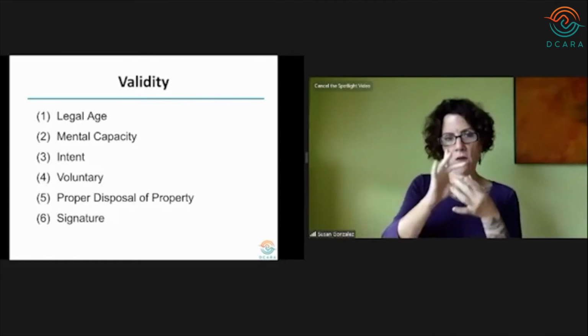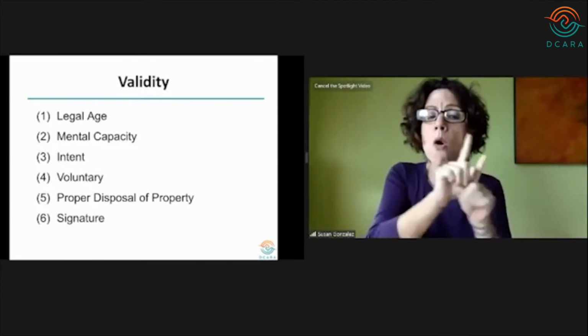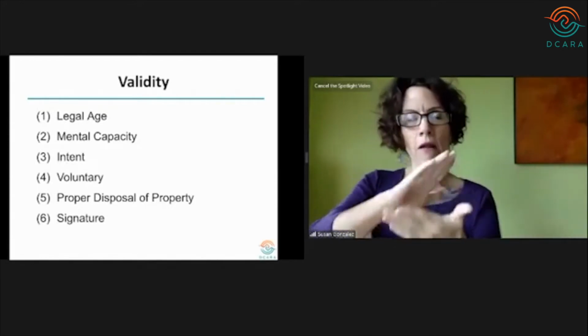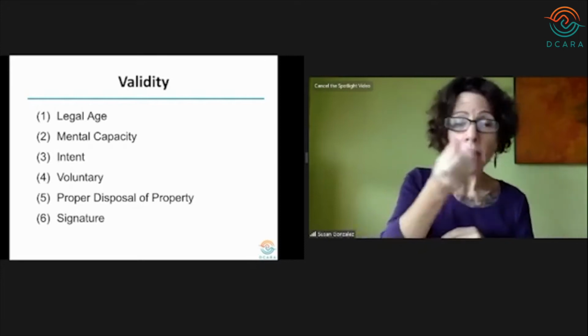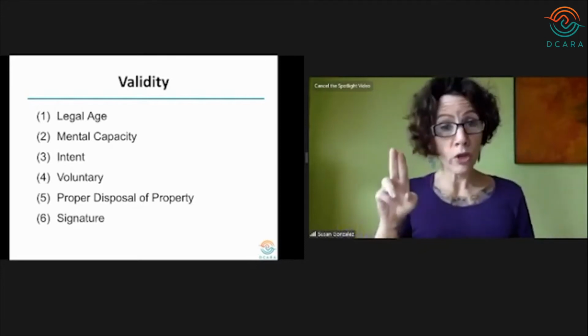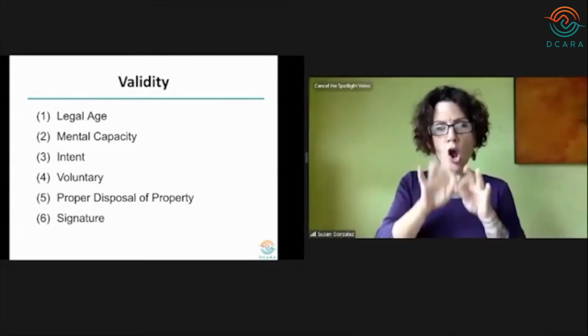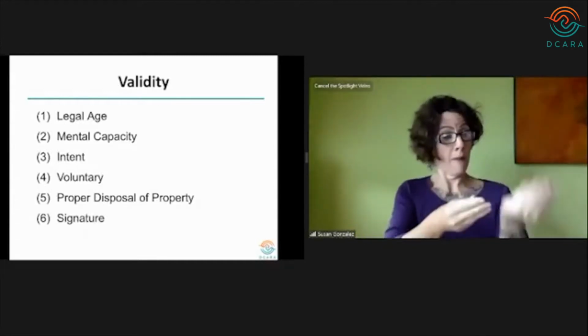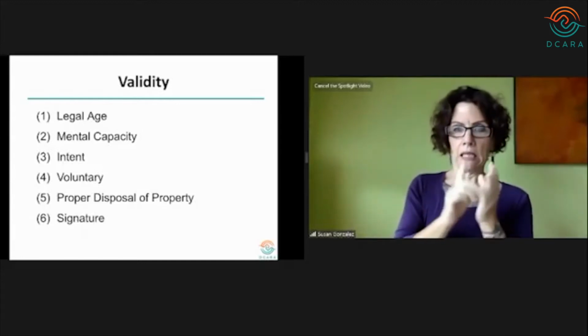So this slide we're looking at validity. Any documents related to estate planning also applies to contracts. So think about legal documents, whether that be a will, a contract, or an MOU. These are essential things that you have to remember. And when you have the document, it is legal and binding.